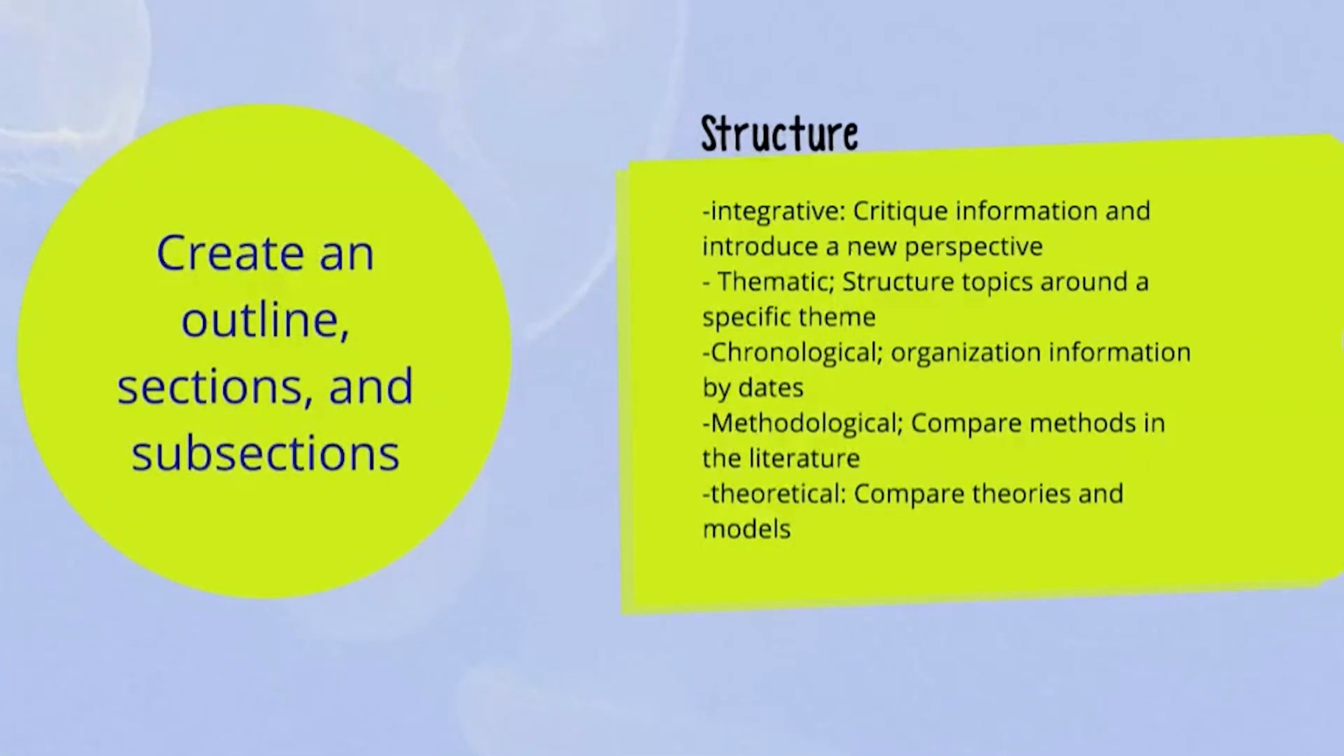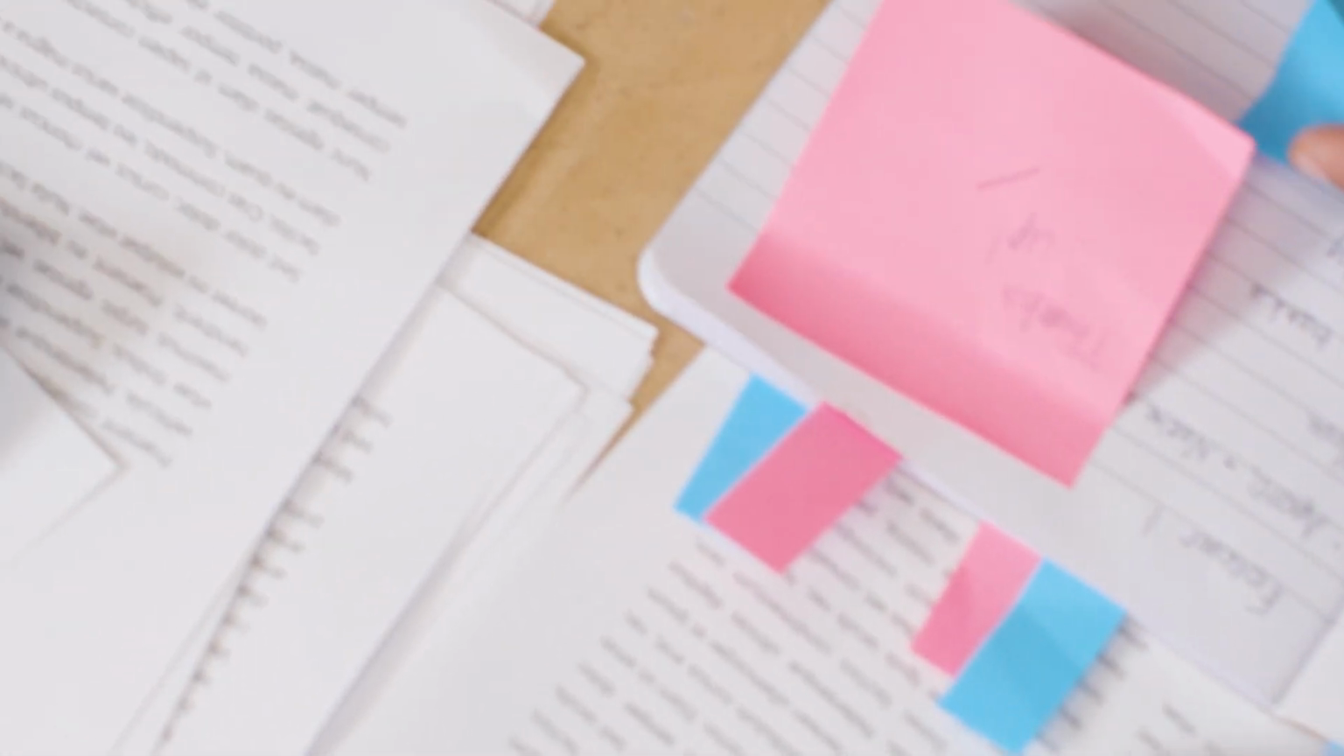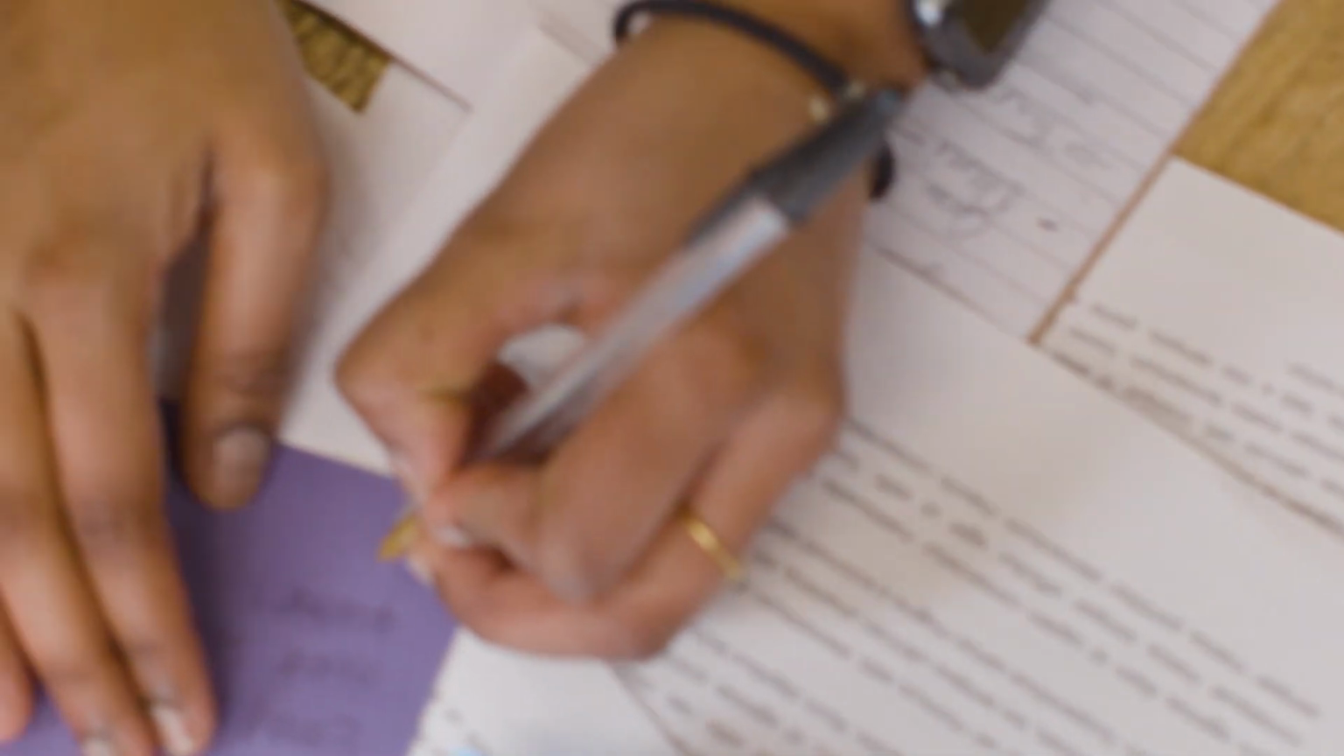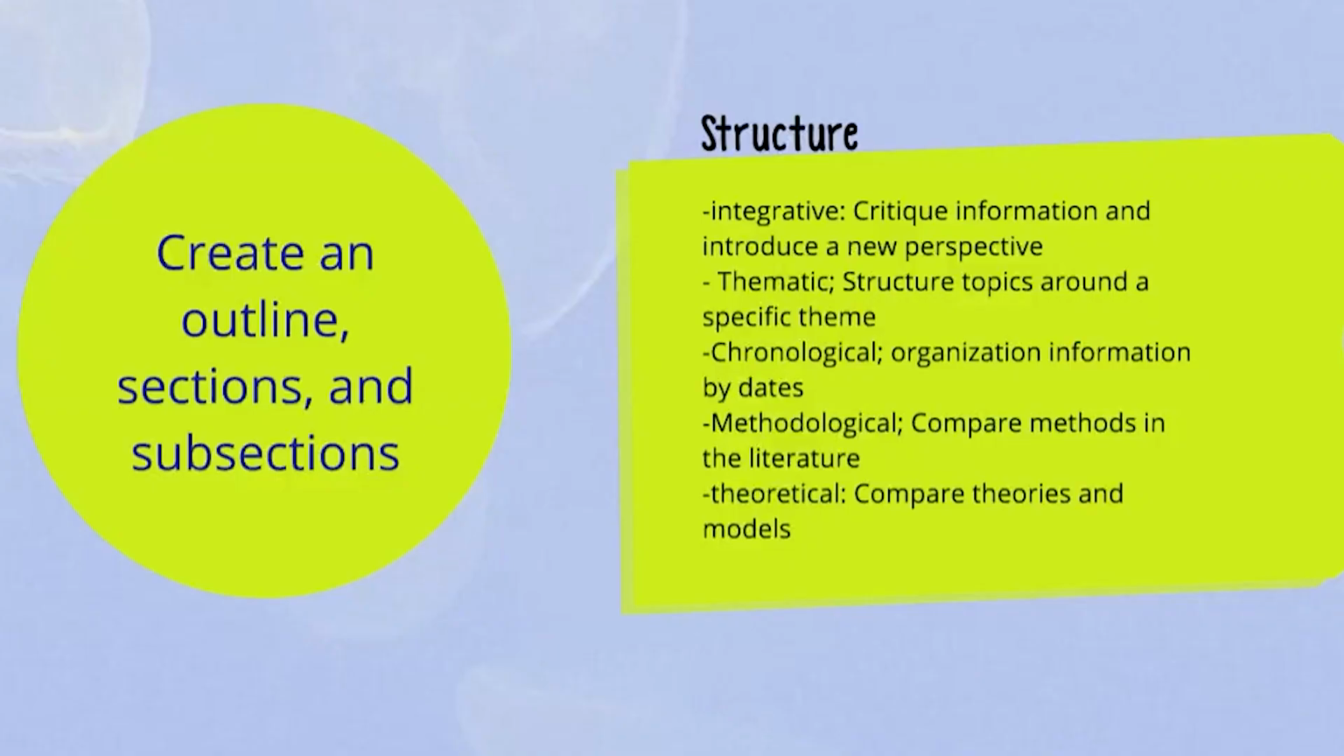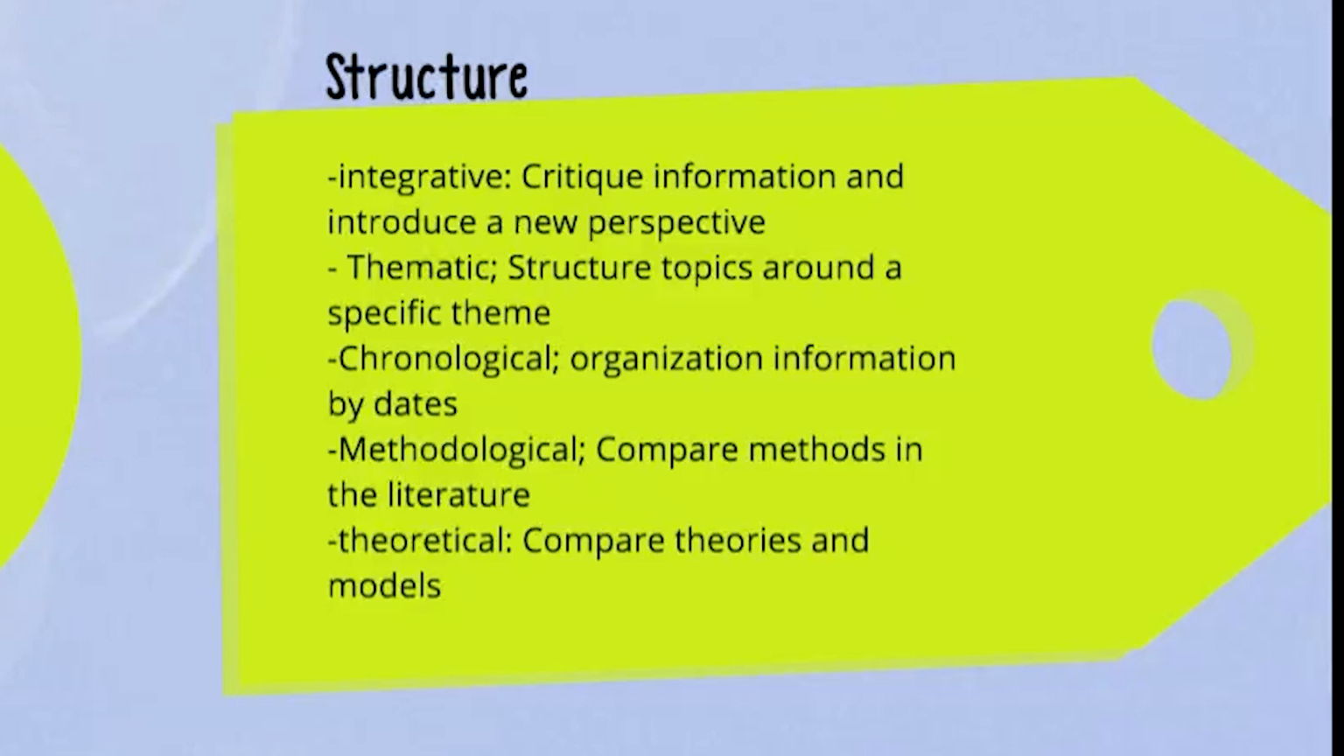How do I structure? I create an outline, I create sections and subsections, and I start structuring the literature that I have found in books, in articles, on Google Scholar, EBSCOhost, published theses, dissertations, prior research that has been done, published or unpublished. I group all the literature and structure it in this step. Integrative structure: I just critique the information. I get the information from the articles and books and critique them, establishing a thematic structure around a specific theme.